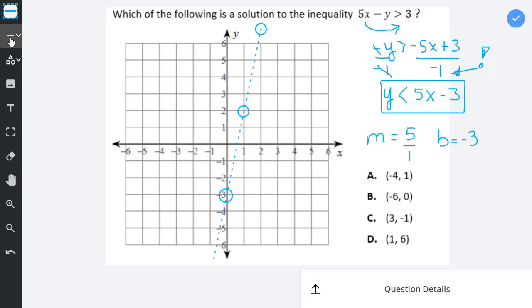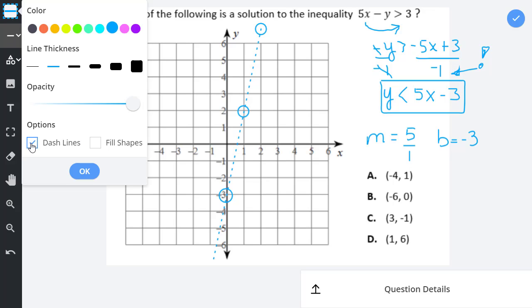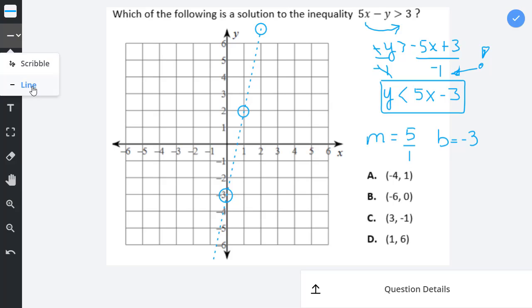Now I'm ready to shade. So let me unselect the dash line, press OK, click on the line, and now I want to shade below the line because this is less than. Because remember, less than, here's my elevator. I'm going to ask my elevator to go down to a floor that is less than the one I am right now. So that means my pencil lands here, and that's where I'm going to shade.